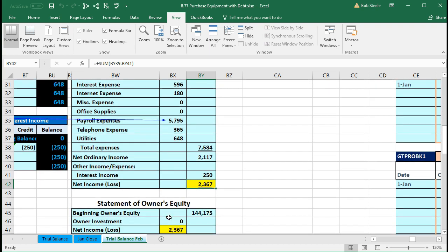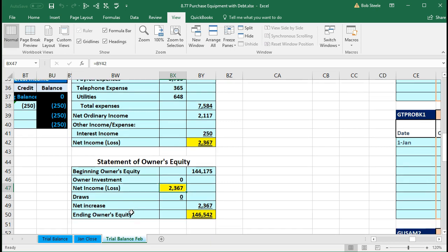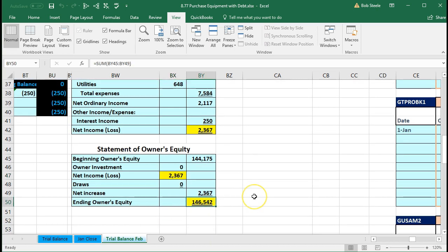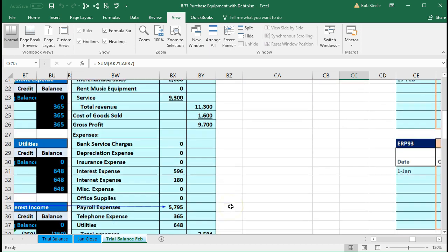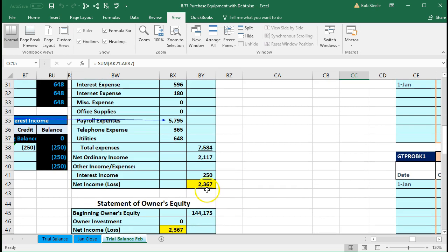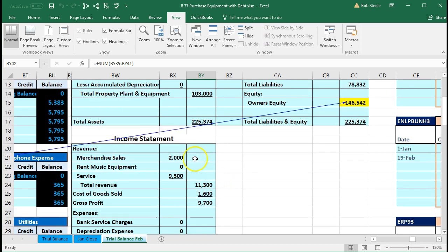Still income at this point. We have that same amount, $2,367, on the statement of owner's equity, part of the ending balance of $146,542. That found as well on the balance sheet. Note, if you're looking at a different problem, it might be calculating 2 months here, January and February. So this is just February. So that is the difference if you're looking at a QuickBooks problem, just seeing the 2 months versus the 1 month.